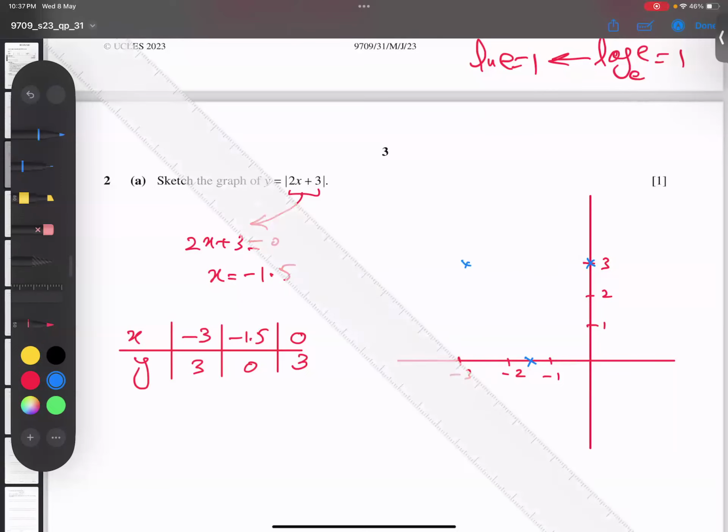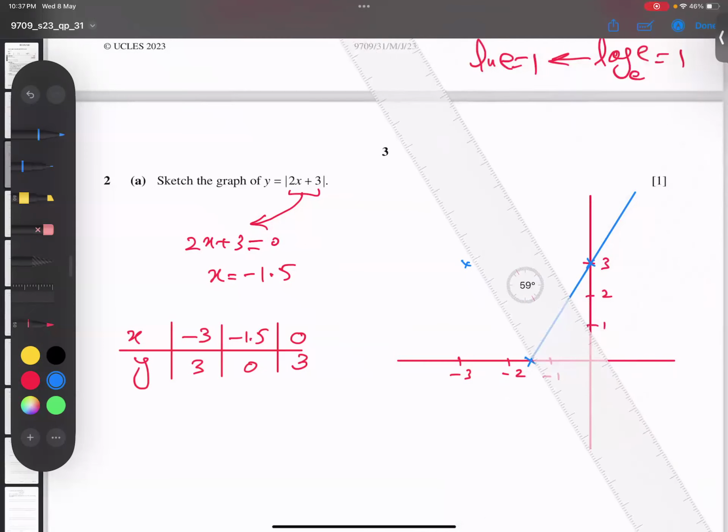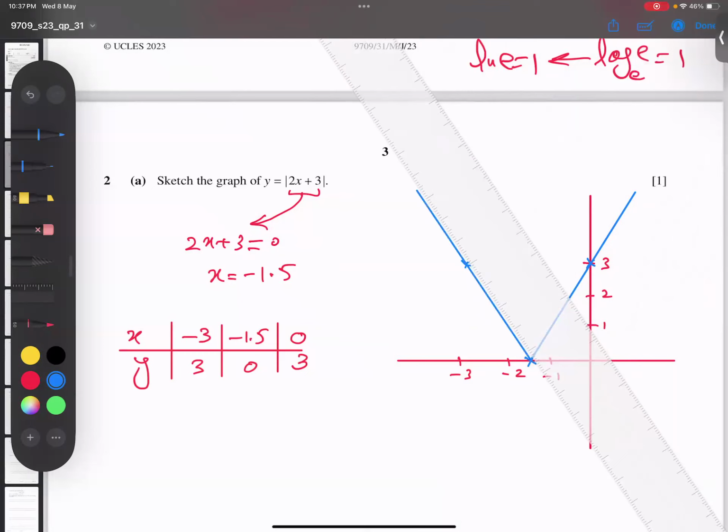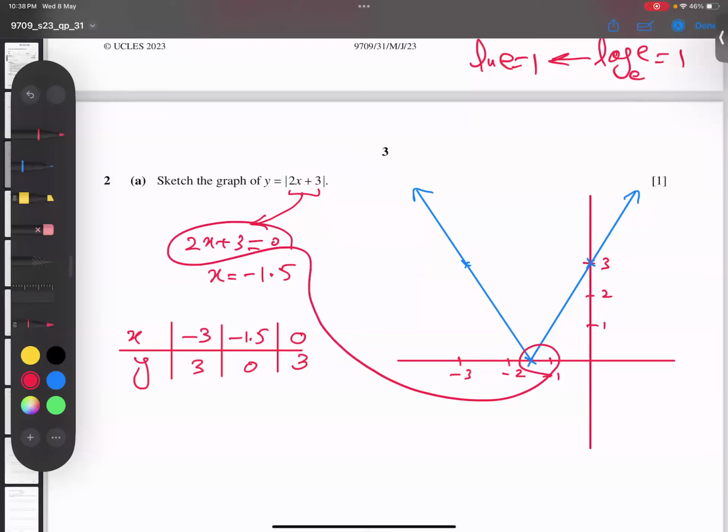Now I will take a scale and join them, students. First of all, I will join this. Second, I will join this. So I hope, students, you understood well how I got this diagram. And the best technique: under the modulus, whatever is there, put it equal to 0. This will give you your turning point. So I hope you got the point. Let's go for the next part.